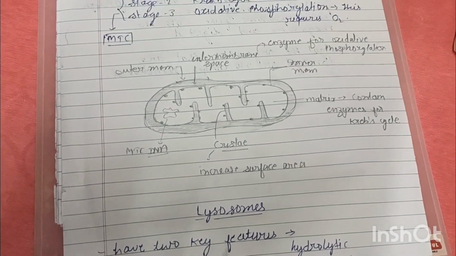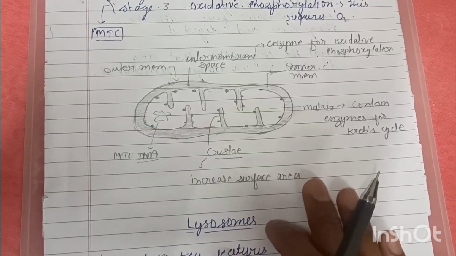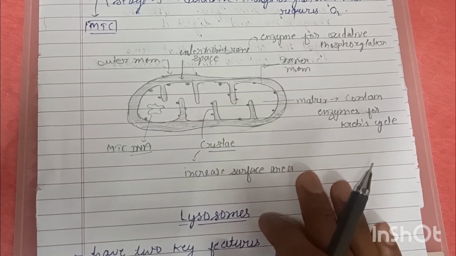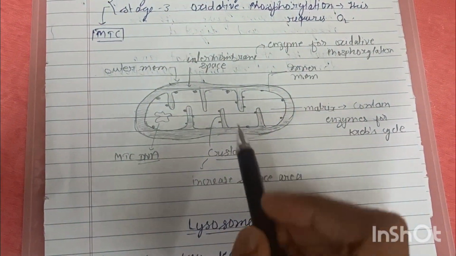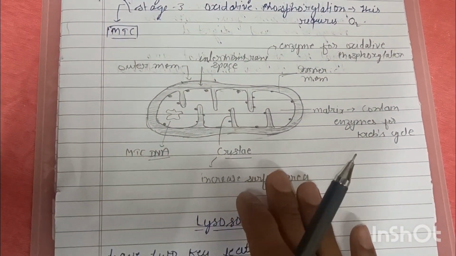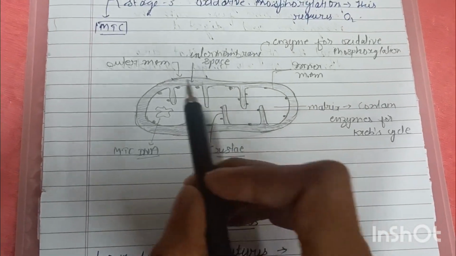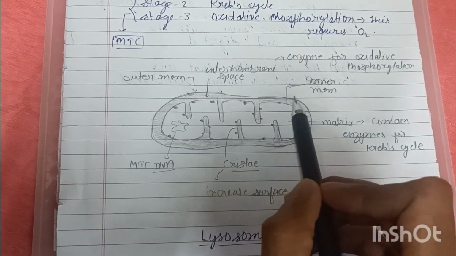Now see the diagram of mitochondria. Here you can see the diagram of mitochondria, and if you look at this diagram, you can see there are two membranes, inner and outer. So mitochondria is actually a double membrane bounded structure, outer membrane and inner membrane.